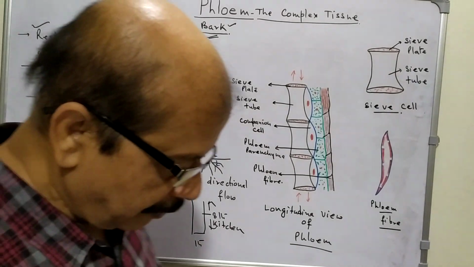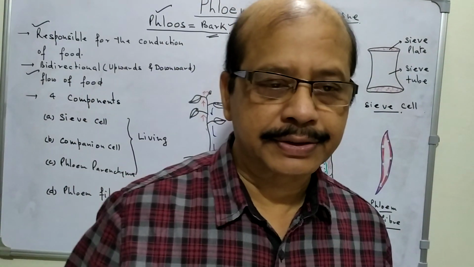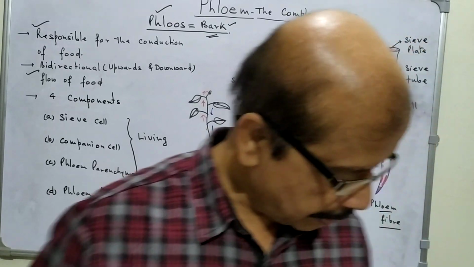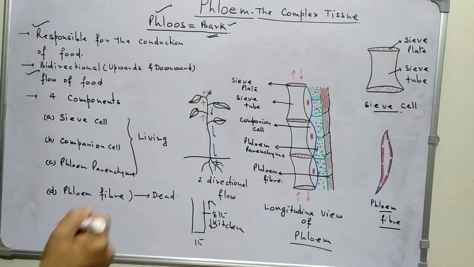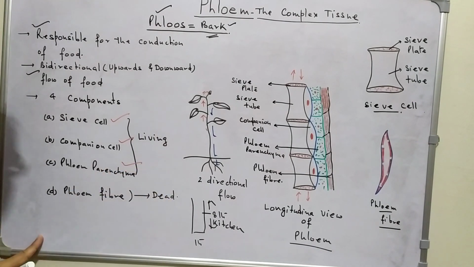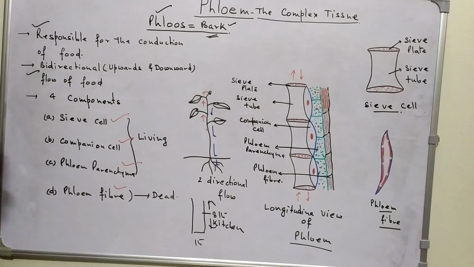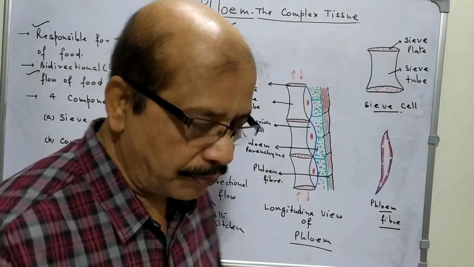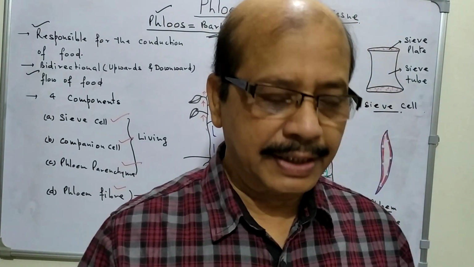The structure of phloem is also made up of 4 components like xylem. The 4 components are sieve cells, companion cell, phloem parenchyma and phloem fiber. Out of 4, the 3 are living here, while the 4th one is dead. Unlike xylem, the maximum part of phloem is made up of thin-walled cells, that is they are living thin-walled cells.